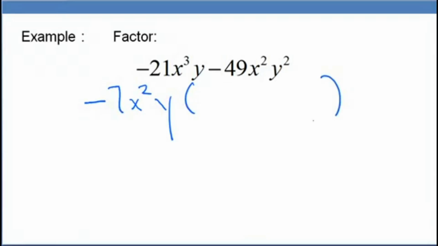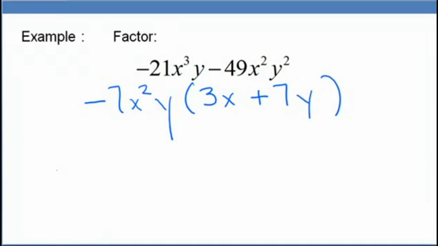Make our parentheses and then try to get back there. For our first number, we would need to multiply by a 3 to get negative 21. We have x squared, we want x cubed, so we need an x, and we have the y outside. For your next term, you have a negative 7, you want a negative 49. So you're going to need to multiply by a positive 7. The x squared is good, you have it outside, and you need one more y.